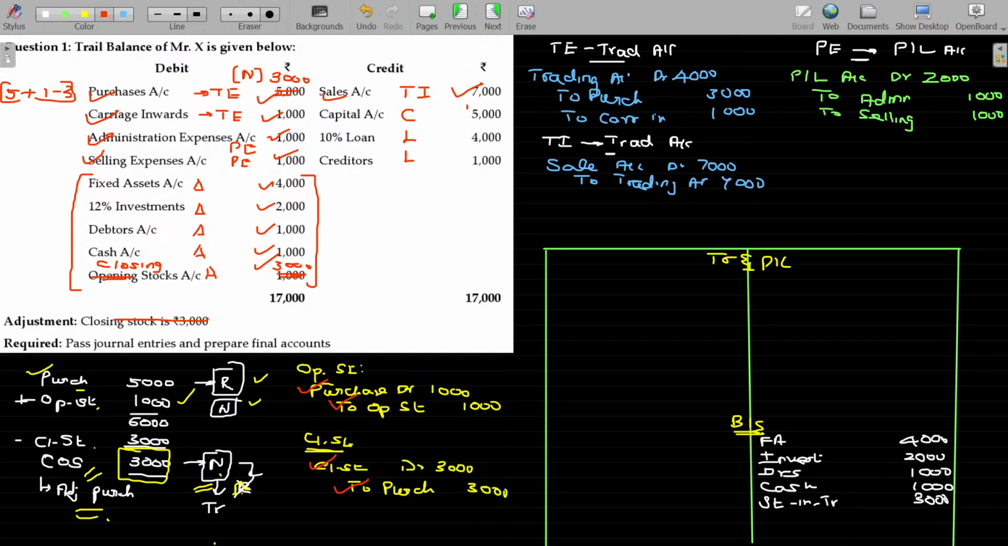And in the liability side we have 3 items. Loan creditors. So loan value being 4,000. Creditors being 1,000 rupees. Capital being 5,000 rupees. Is that okay?